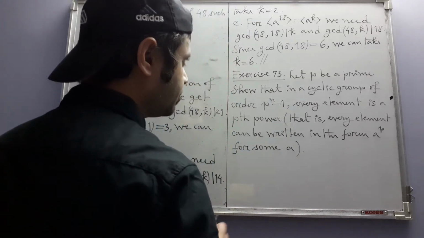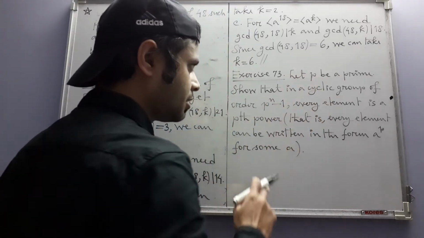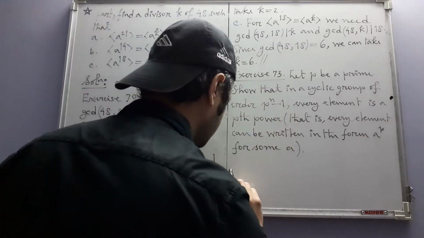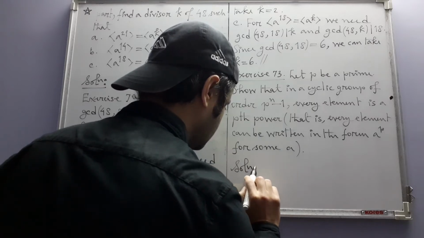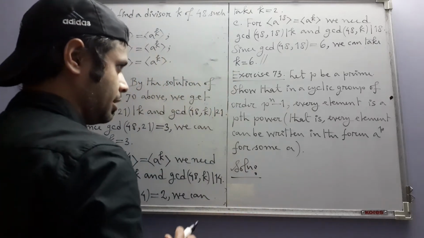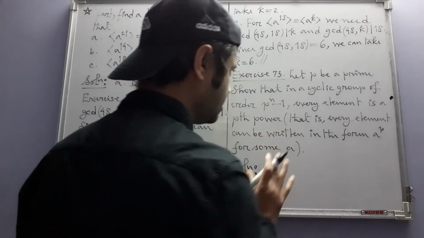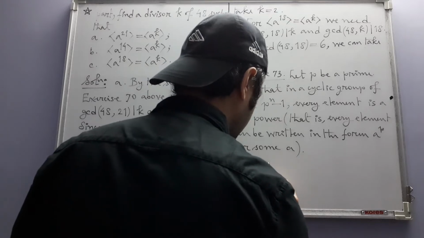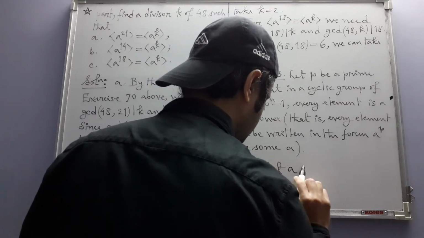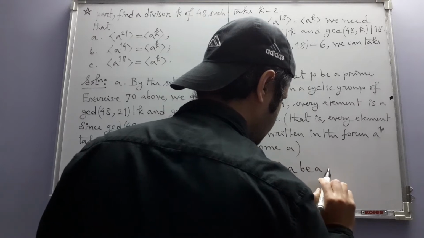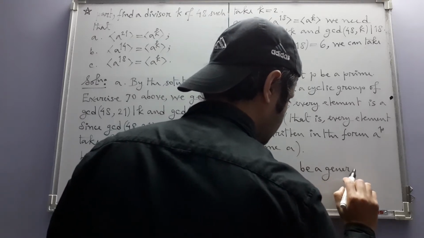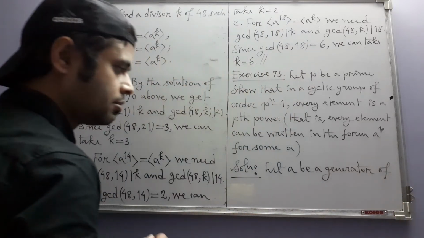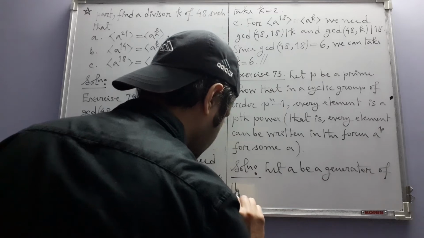Okay, so now P is given to be a prime and our cyclic group is given to have this order. And the original group that is given is itself cyclic. That should also be noted. So it will have some generator. So let A be a generator of the group.